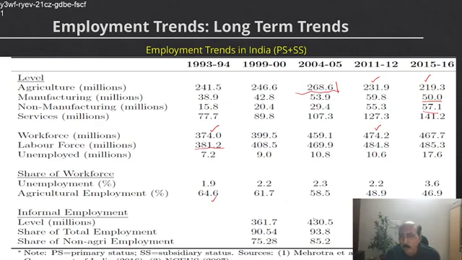The other important trend which emerges from this table is that after 1994, in 1999-2000, we had 361 million people in the informal sector, which increased till 11-12 to 438 million. It means the share of the workforce employed in the informal sector increased from 90% to 92.6% in 11-12. It means those who were released by agriculture over a period of time are largely absorbed in the non-manufacturing and service sectors, in the informal sector. Informal non-manufacturing and informal services sectors absorbed them, and therefore the size of the informal sector is rising.